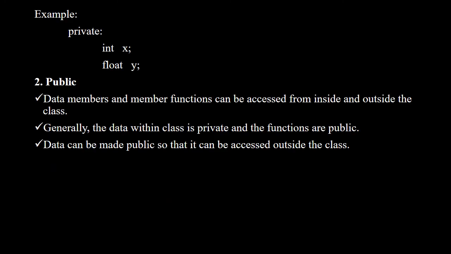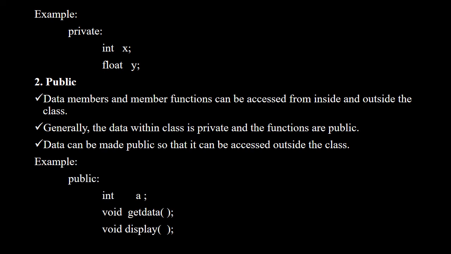Example of private access specifier. Then write about public access specifier. That means the data members and member functions are accessed from inside the class and outside the class. Then write its example.